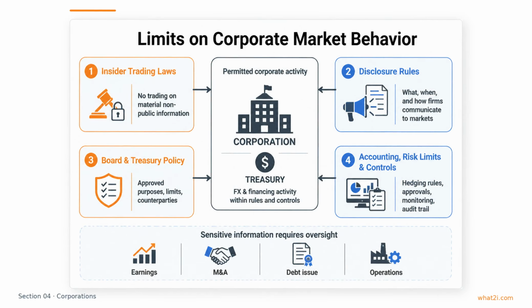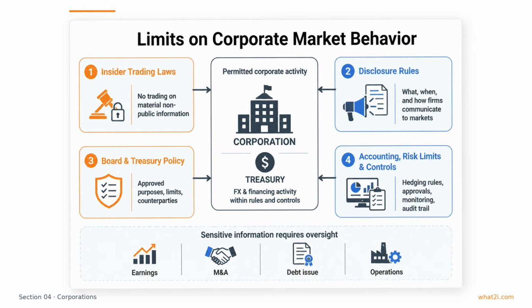Corporate market behavior is constrained by law, regulation, and internal controls. Insider trading rules prevent companies and employees from trading on material, non-public information. Disclosure rules govern what firms must communicate to the market and when they must communicate it. Boards and treasury policies often define which instruments can be used, which counterparties are acceptable, and what the purpose of trading must be. Accounting treatment, risk limits, documentation, and audit trails also matter because poor control can turn a hedge into a reporting problem. In other words, companies do not operate with unlimited discretion. Their market participation sits inside a framework designed to protect both the firm and the market.